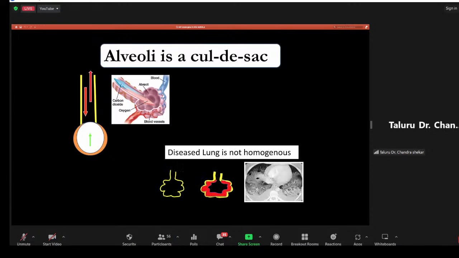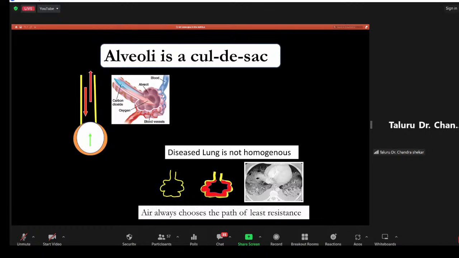This is something you have to understand. If a normal tidal volume is delivered, where do you expect the tidal volume to go? To the diseased areas, or to the upper portions or the lower portions? Because the air always chooses the path of least resistance, it is going to go into the alveoli which are more compliant, which are easy to expand.